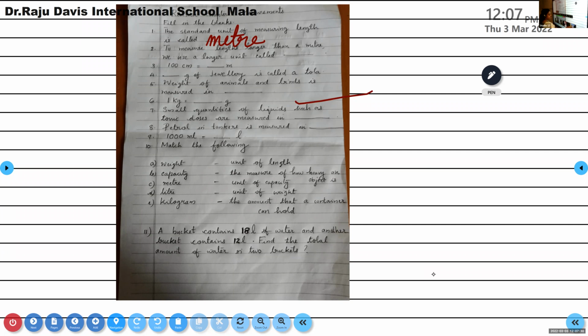Afia, second question answer, tell me. To use length larger than a meter, we use a larger unit called dash. Kilometer. Yes, very good. It is kilometer. Krishna Raju, tell me the next question answer. 100 centimeter is equal to dash meter. 1 meter. Very good. 100 centimeter is equal to 1 meter.